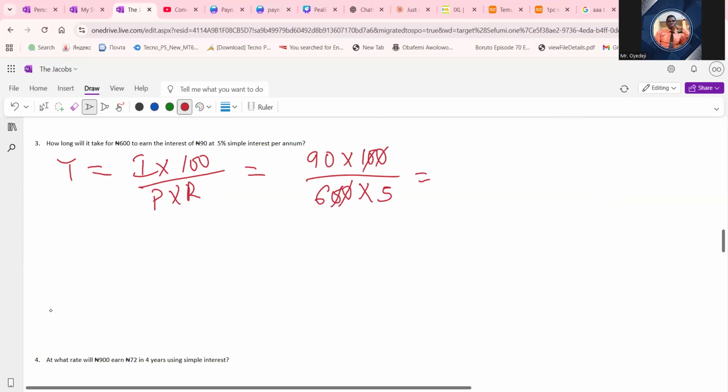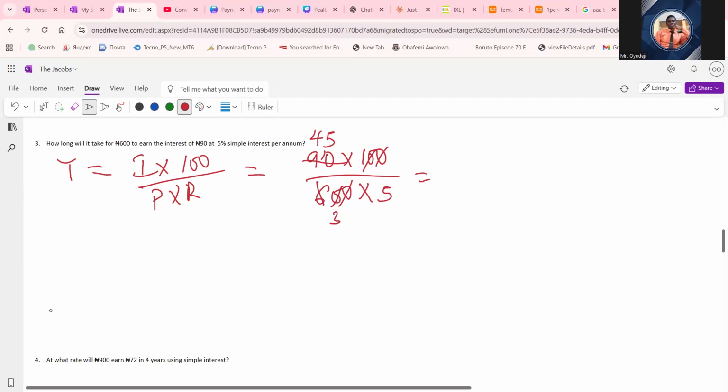Since 2 can go here, 2 here, 3, 2 can also go in 90. 2 in 9 is 4, remainder 1. 2 in 10 is 5. 2 can go in every number that ends with an even number or a 0. So if a number ends with 2, 4, 6, 8, or 0, it can be divided by 2.